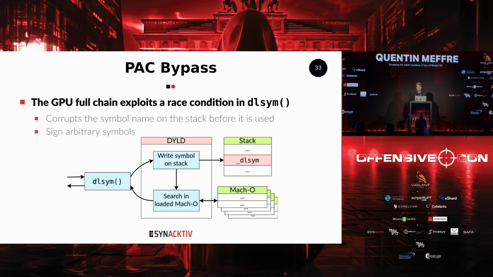But if an attacker is able to corrupt this symbol written onto the stack before dyld searches for it, then they will be able to sign an arbitrary symbol. This is not a full PAC bypass because they can't sign arbitrary pointers, but it is still a very interesting primitive, which in my opinion allows doing more interesting things.